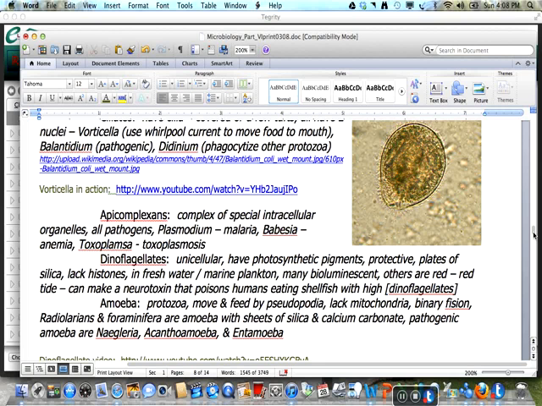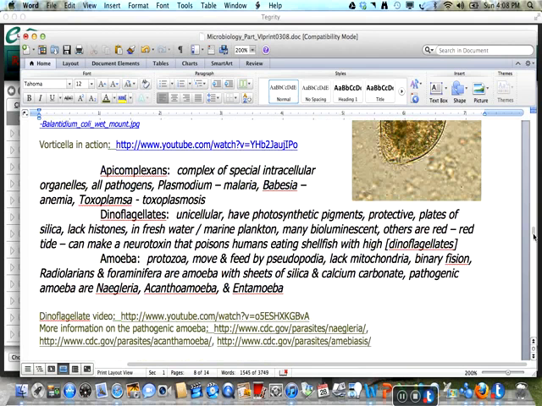The dinoflagellates are unicellular organisms with photosynthetic pigments. They have plates of silica, lack histones, and are found in freshwater or marine plankton. A lot of information on these, you can see more with oceanography websites. Many are bioluminescent and others are red. These are the organisms responsible for the red tide because they can make a neurotoxin that poisons humans. The red tide is a concern when eating shellfish obtained during tides high in dinoflagellates.